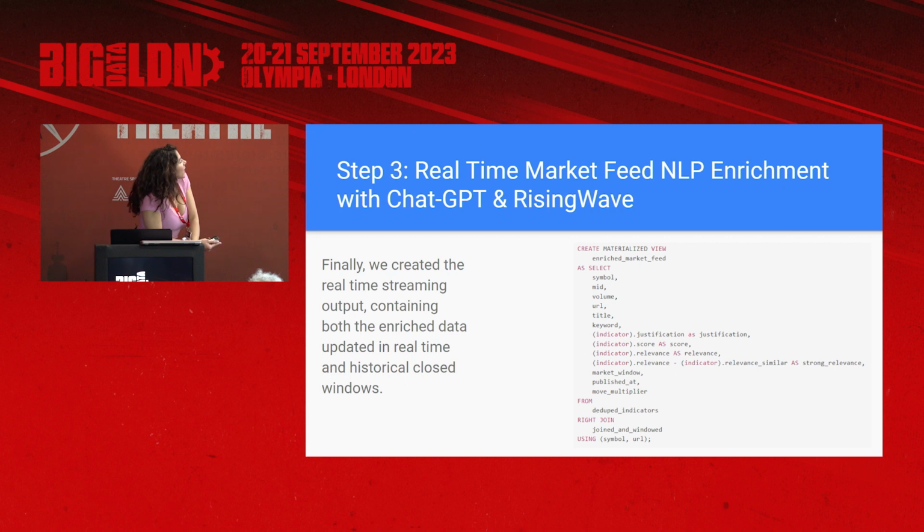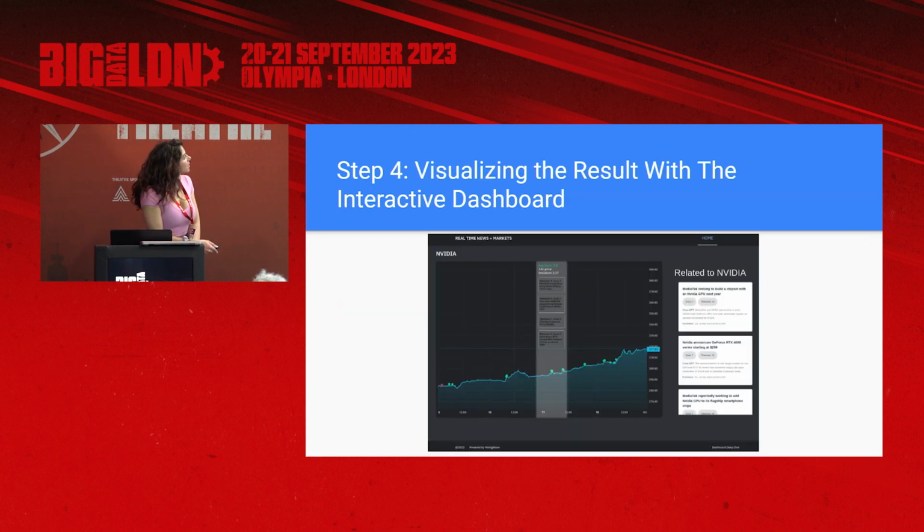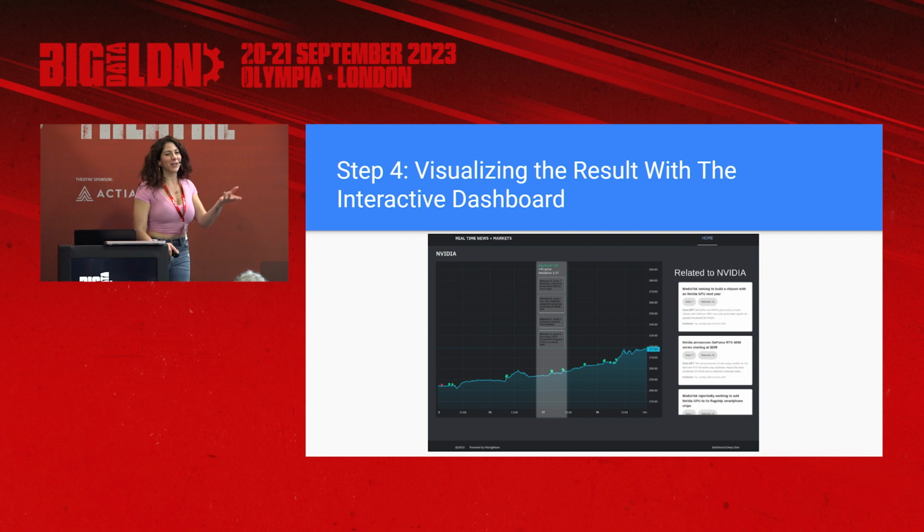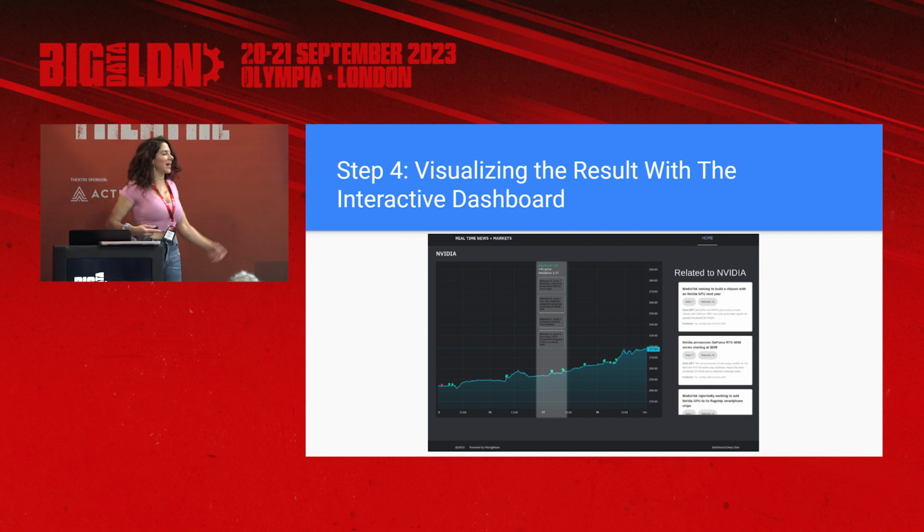And then finally, we created the real-time streaming output containing both the enriched data, updated in real time, and the historical closed windows. And then that's the result. This is actually from the actual demo that they built out. And as I mentioned, it is not surprisingly accurate because you would expect it to be kind of accurate, but we followed it and tracked it and it actually kind of worked, which is pretty cool. It's a good way to hack the system and make some money.